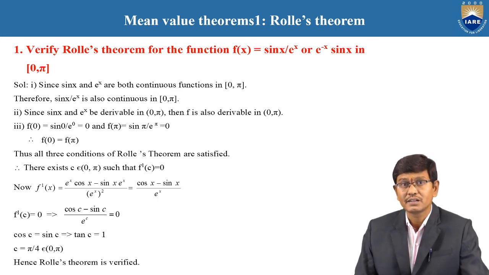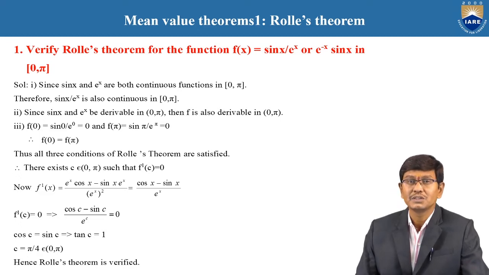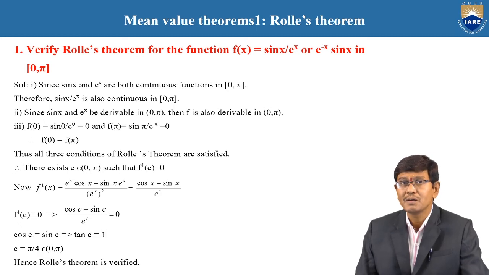Therefore, according to the condition, the interval is 0 to pi. Here c is equal to pi by 4, which lies in between 0 and pi. That is, Rolle's theorem is verified because the three conditions are satisfied, including f dash of c is equal to 0, with c lying in between a, b.